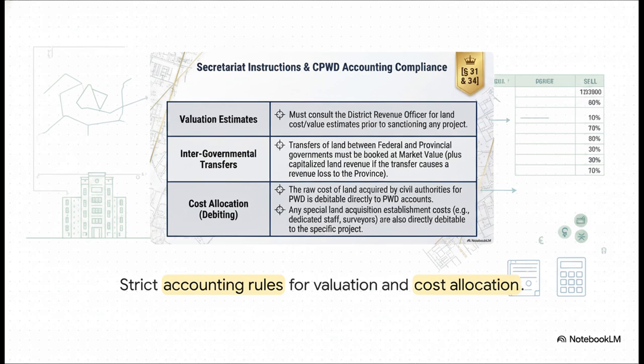The Secretariat instructions dictate that you absolutely must consult district revenue officers for land cost estimates prior to sanctioning any project. On top of that, intergovernmental transfers of land have to be booked at market value. Oh, and remember, the raw cost of land acquired for the Public Works Department is debitable directly to PWD accounts.